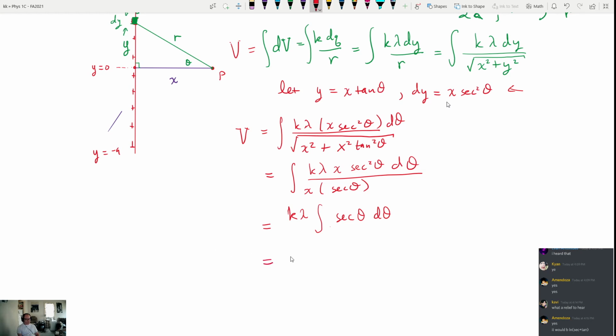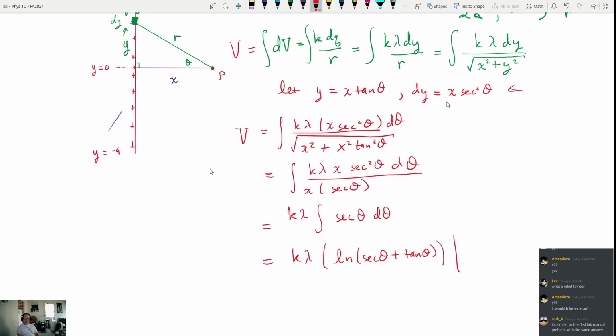Anyway, so this is equal to k lambda. What is it? It's the natural log of the secant of theta plus tan theta, right? Yeah, it's the same answer. I agree with that problem. But I just don't know.